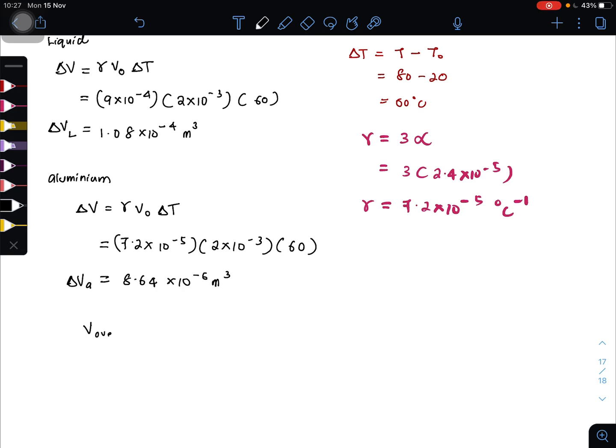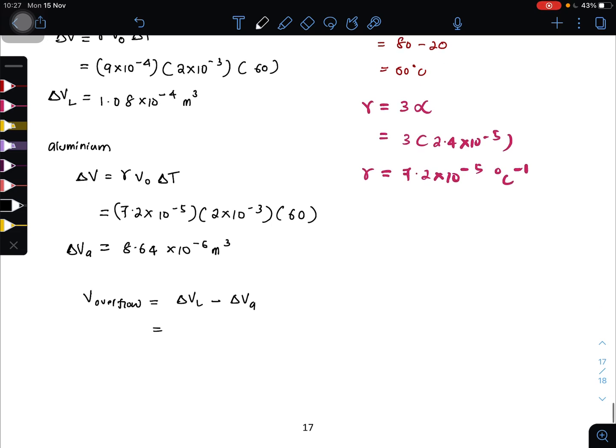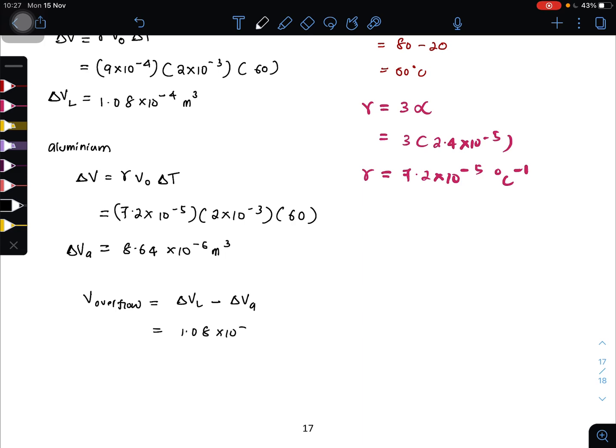So V overflow is equal to delta VL minus delta VA. So delta VL 1.08 eksponen negatif 4 tolak 8.64 eksponen negatif 6. It will be equal to 9.94 eksponen negatif 5 meter cubic.